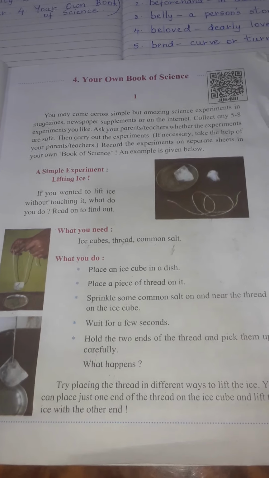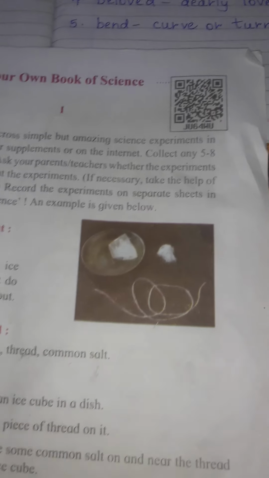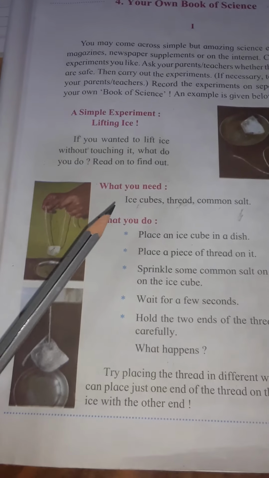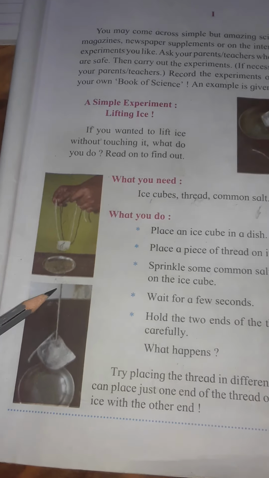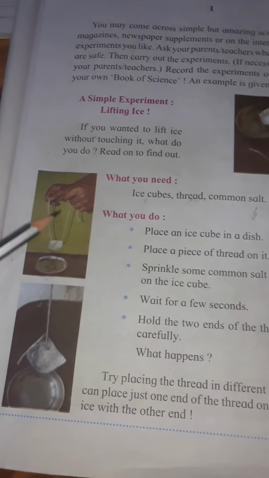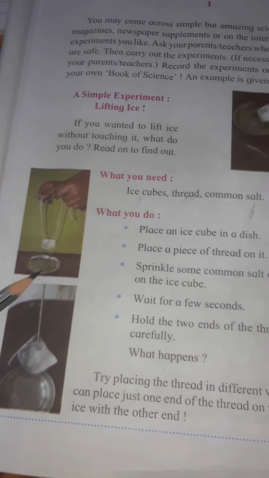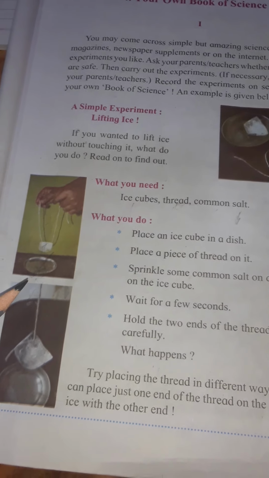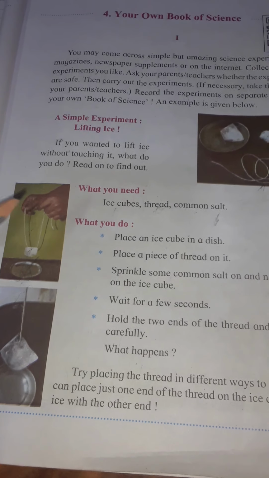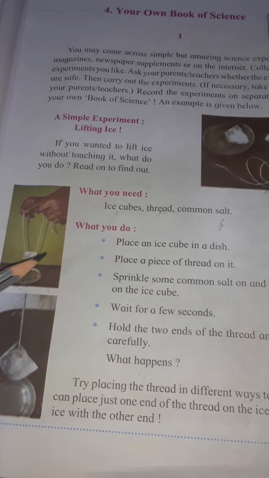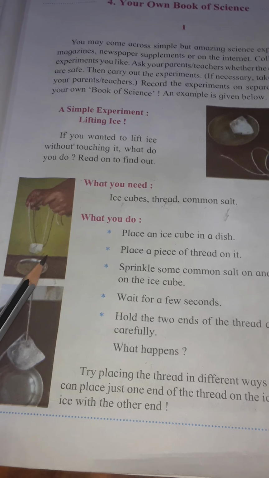Now, what all do you need to lift ice? That is ice, salt and thread. Let's see what you need over here. As I told you, ice cubes, thread and common salt. Now here you see the person is trying to lift the ice with the thread and the salt. Now you have to put the salt on the plate and the ice cube, sprinkle some salt on the ice cube and try to lift it with the help of the thread.